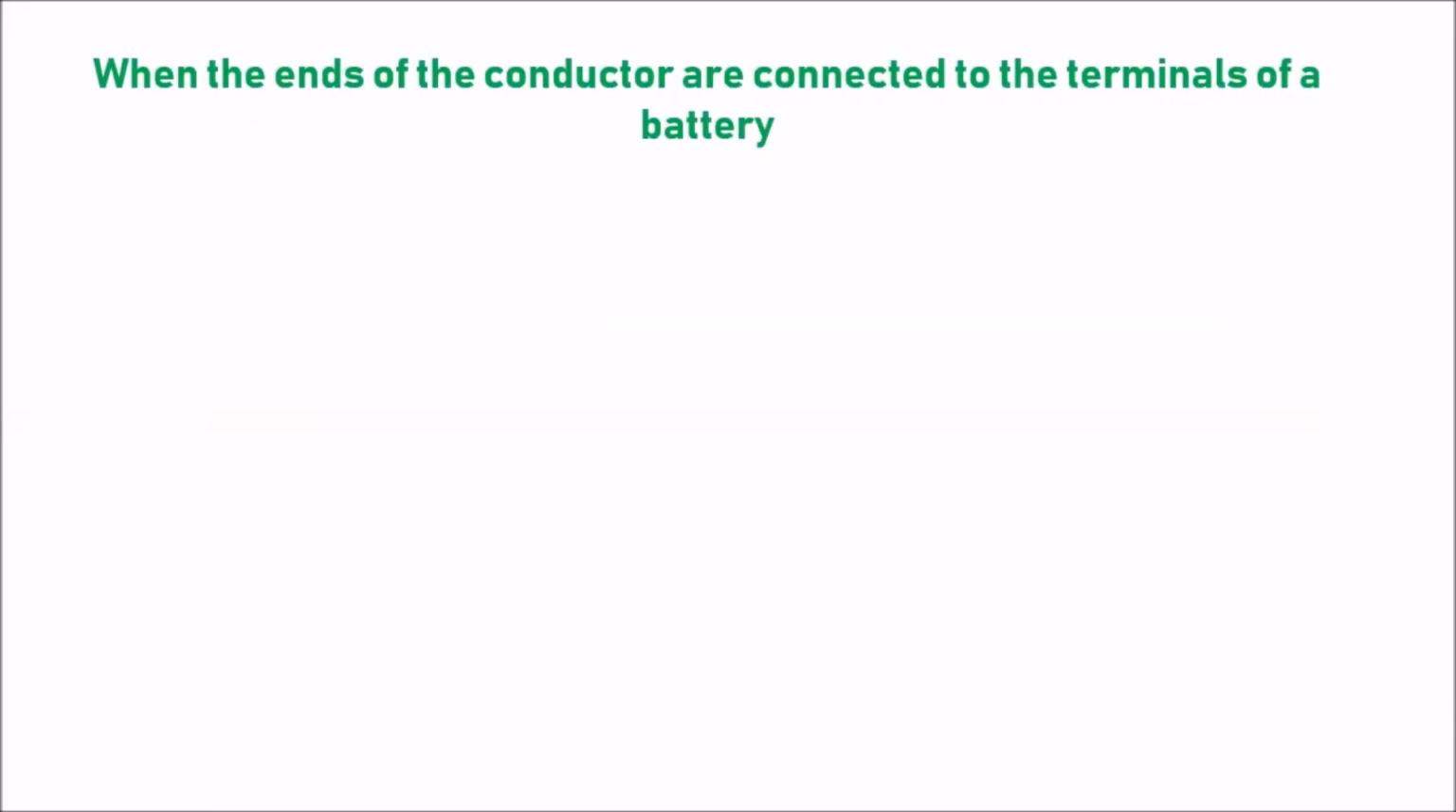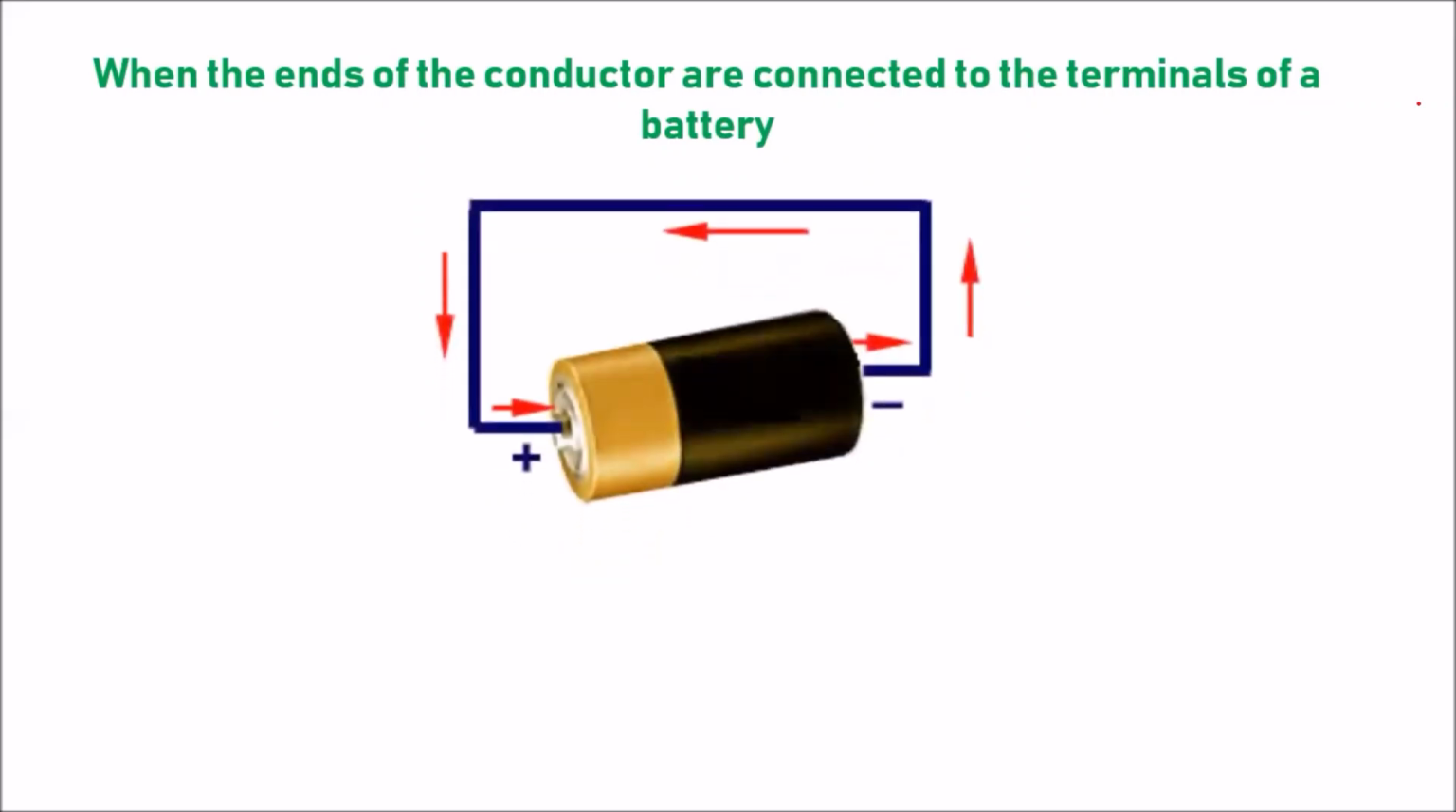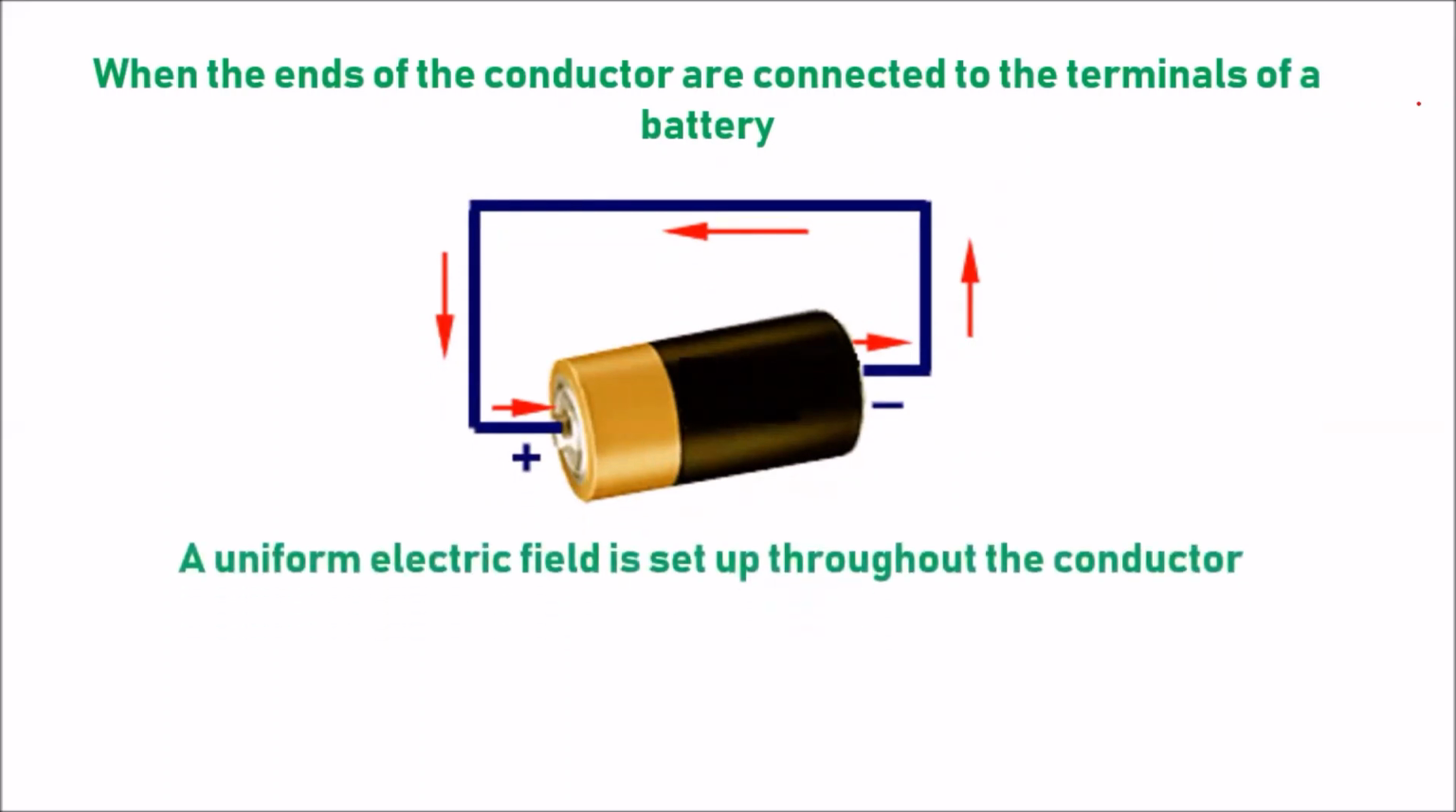Next, when the ends of a conductor are connected to the terminals of a battery, what will happen? You see the diagram? There is a small cell where the conductor is connected. Here, when the battery is connected, automatically a uniform electric field is set up throughout the conductor. So inside that conductor, there will be a uniform electric field. When you take a magnet, there will be a magnetic field. If you take a cell and conductor, there will be an electric field.